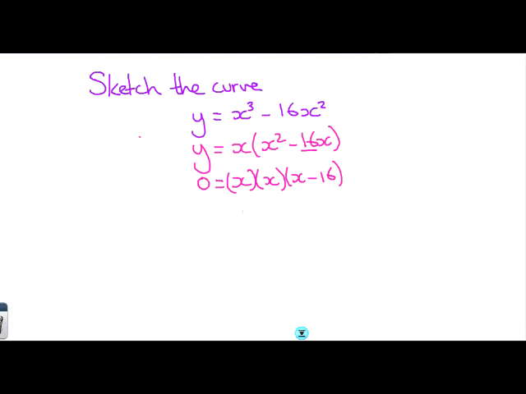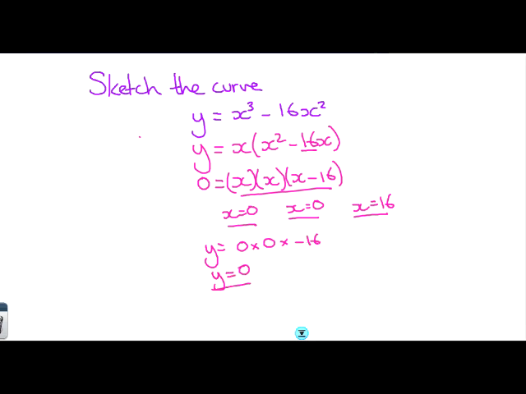So if we were to solve this, we would have x to be 0 twice and x to be 16. So it's going to go a long way. If we wanted to find the y-axis, we would use this and put x to 0. So it would be 0 times minus 16, which is of course 0. So it just so happens all of these have a y-intercept of 0, but you're definitely going to have to do a bit more checking than that.